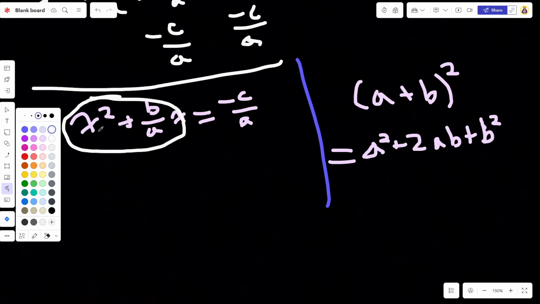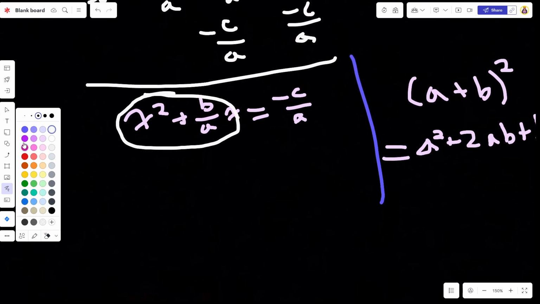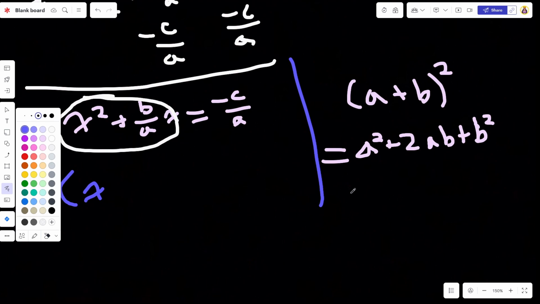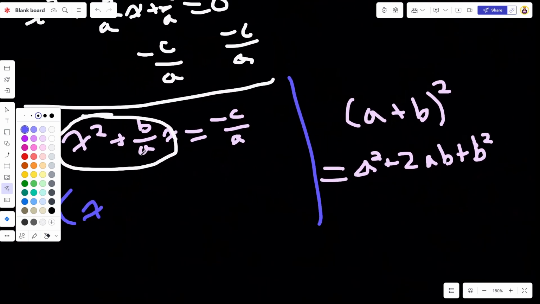First things first, we can see x squared. What do we see over here? a squared and b squared. Let's just say x squared is going to be the a squared part. So now we already know what our a is. Our a is going to be x, because we have the x squared over here. Now how do we figure out this b right here? We can see the second part of the left side is plus b over a x, and this has an x in it.